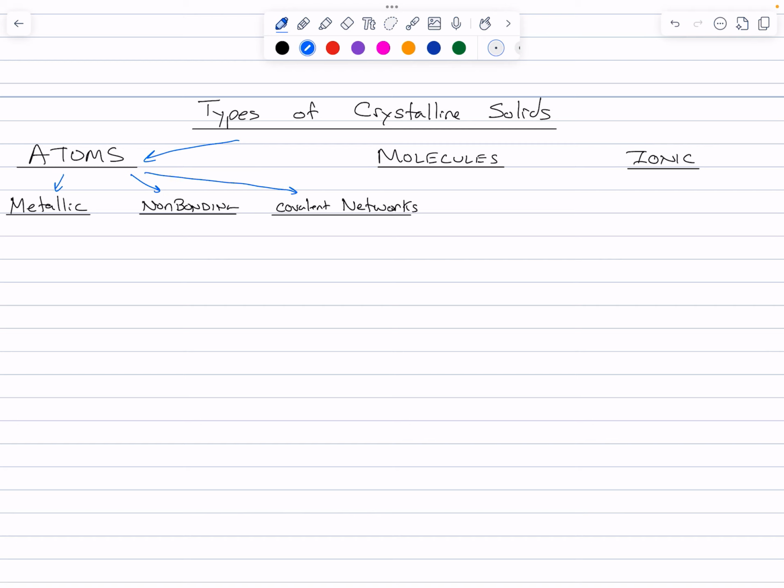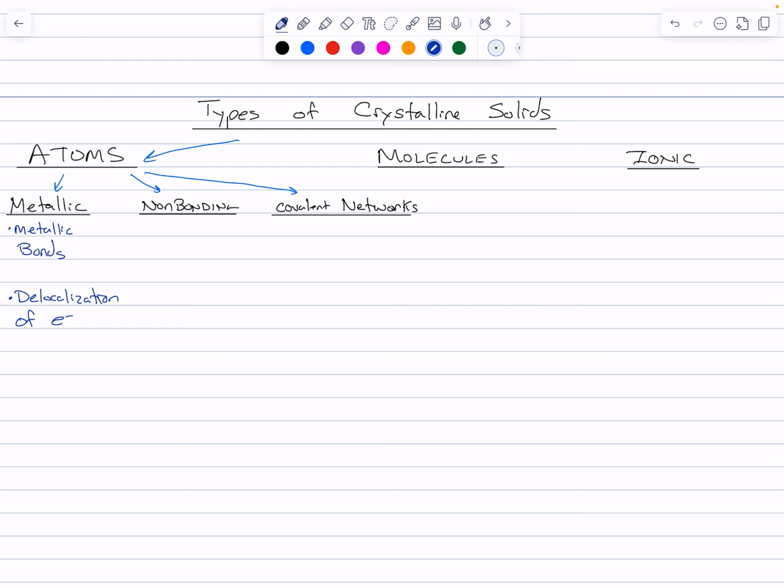So metallic, let's talk about metals first. What holds them together? Metallic bonds. Now, in this course, we don't really go through metallic bonds much, but there are bonds, and they do make bonds. How the electrons work is kind of a delocalization of the electron. And if you get into higher level courses, you'll dive into that.